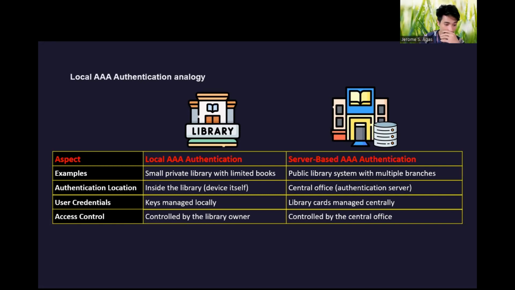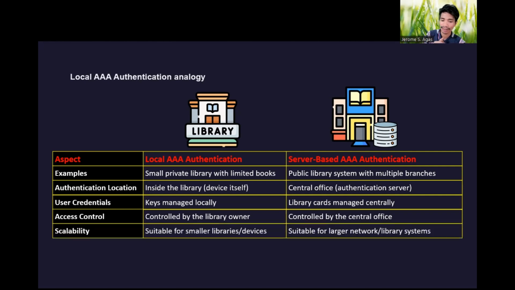The central office manages the library cards in the public library system, and the library system represents the central control, right? And then scalability: a server AAA authentication is for a larger network, larger than the local AAA connection. So that's the difference. Scalability is suitable for smaller library devices, unlike server-based AAA authentication, which is suitable for a larger network or the library system.